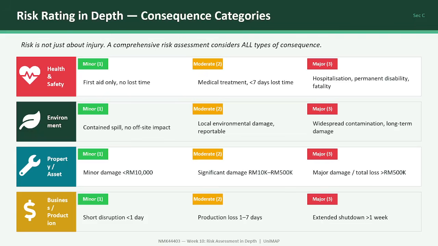Why does this matter to you as an engineer? Because when you present a hazard finding to management, you need to make the business case for your recommended control. "This chemical spill could injure a worker" is important. "This chemical spill could also trigger a DOE enforcement action, generate RM 500,000 remediation cost, and shut the facility for 2 weeks" is the complete picture. That complete picture is far more compelling for securing investment in risk controls.